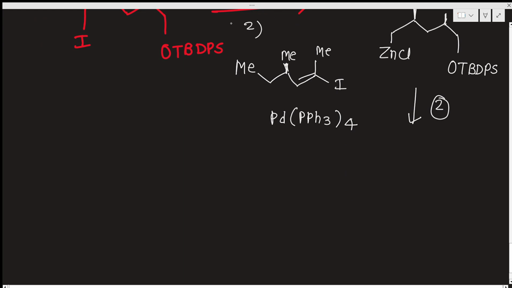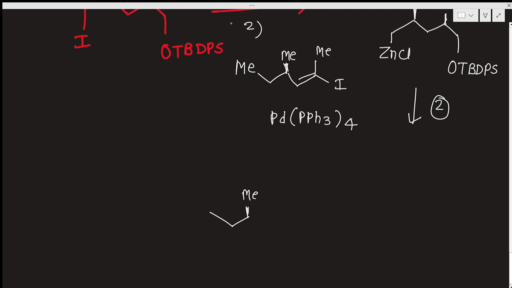So what are you getting? See here. Firstly make this structure. That is the halide. We are making the structure that is given at number two. And then see here, this was iodine, so we have to break this bond, which means you have to remove this bond in this manner.